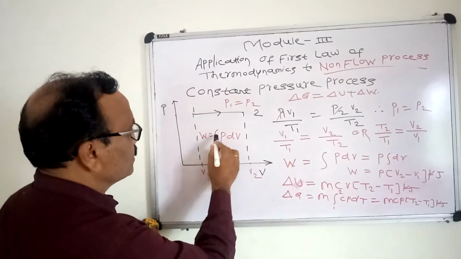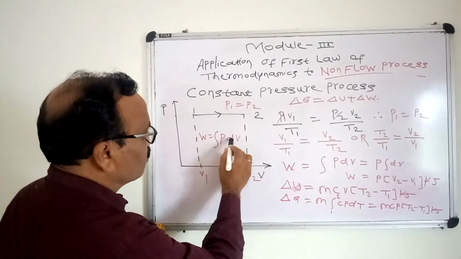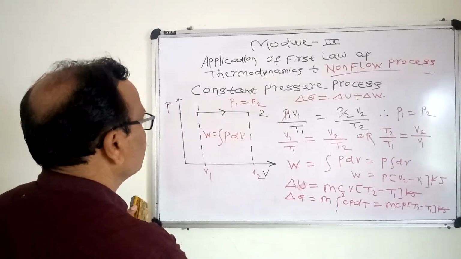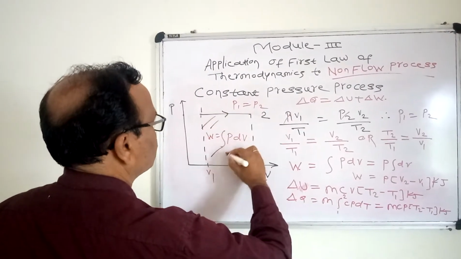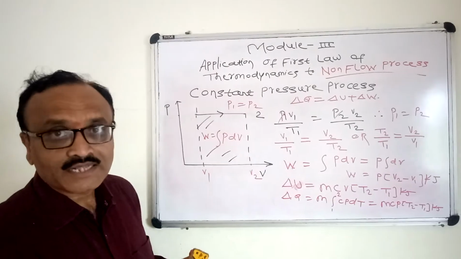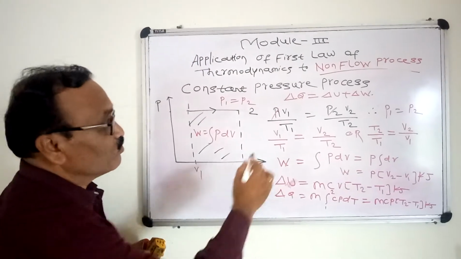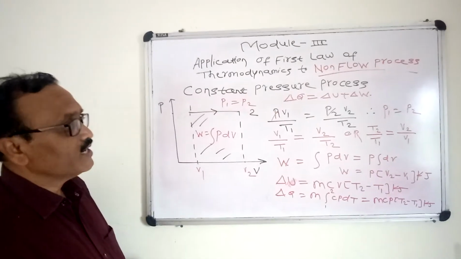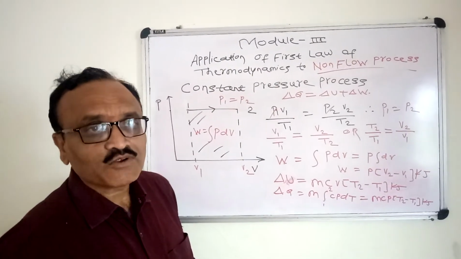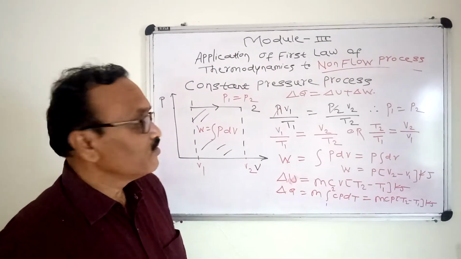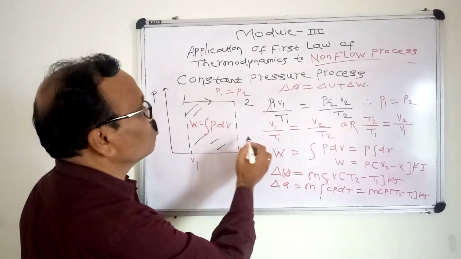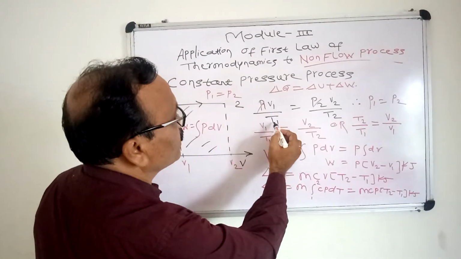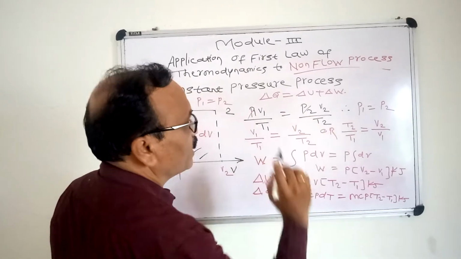So W is given by the integration of P dV. Entirely this area represents work done by the system. Now this is our first law of thermodynamics. Let us apply the pressure volume temperature relationship for state 1 to state 2. Therefore P1 V1 by T1 is equal to P2 V2 by T2.